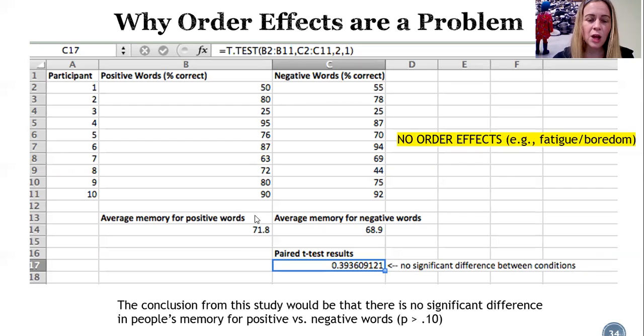So in this example, we take an average for all of the people when they are reading the positive words, what their memory for those words is, what their memory for those negative words is, and we do some stats. We do a paired t-test to see if there's a difference between our two conditions, and we find that this number is bigger than 0.05, so our conclusion would be that there is no significant difference in people's memory. They remember the same number of words regardless of whether they're negative or positive.